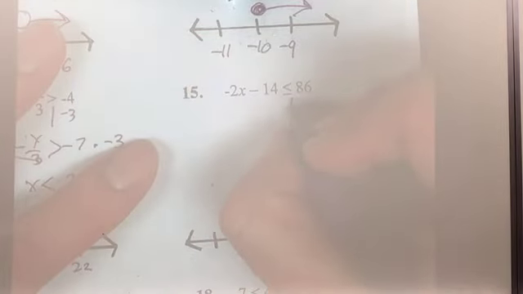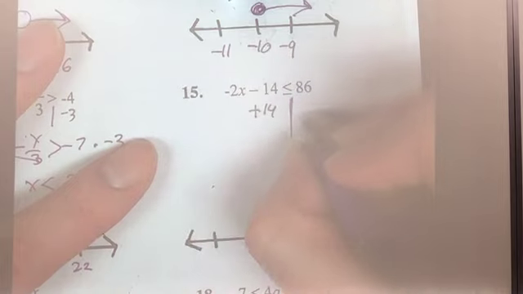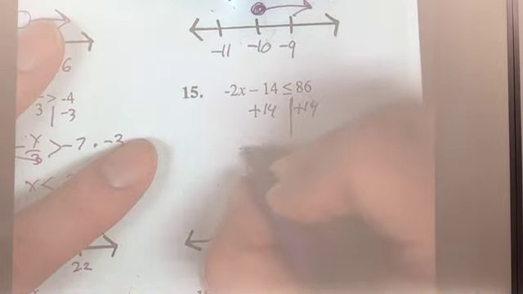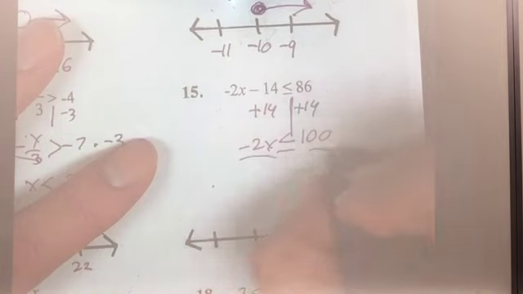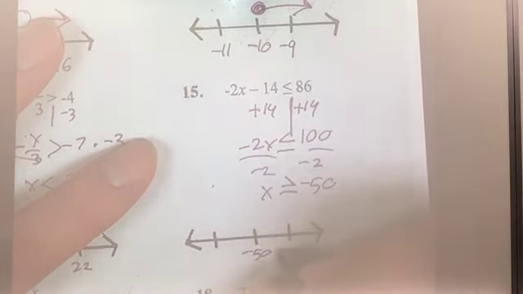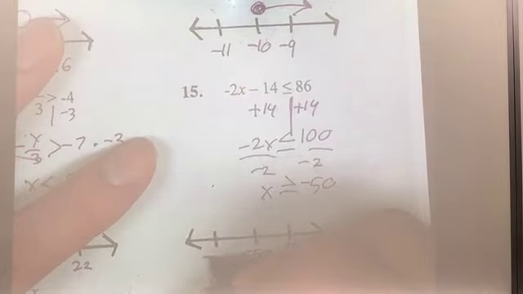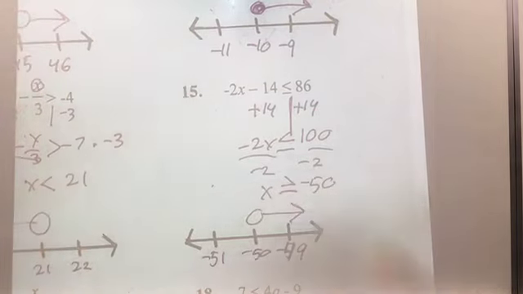Number 15. You draw the line. You're going to add 14 to both sides. Negative 2x is less than or equal to 100. Divide both sides by negative 2. When you divide, your sign flips. I get negative 50. So negative 50, negative 49. See, I almost made the mistake right there. And negative 51. It says it's bigger, so it's going to the right.